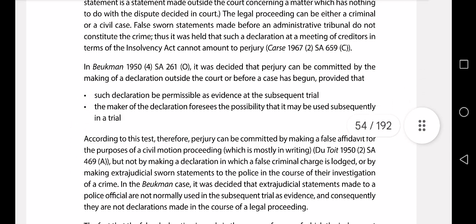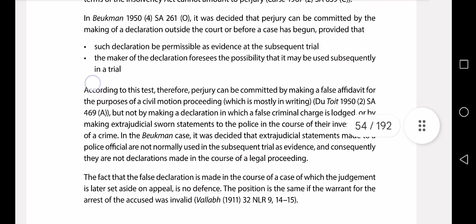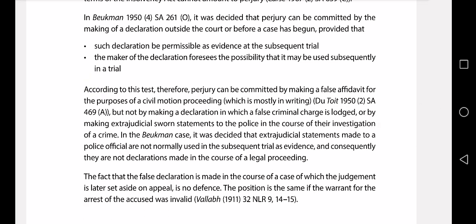In Buchmann 1954 SA 261, it was decided that perjury can be committed by the making of a declaration outside the court or before a case has begun, provided that such declaration be permissible as evidence at the subsequent trial, and the maker of the declaration foresees the possibility that it may be used subsequently in a trial.